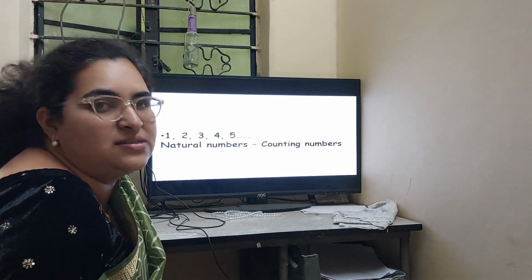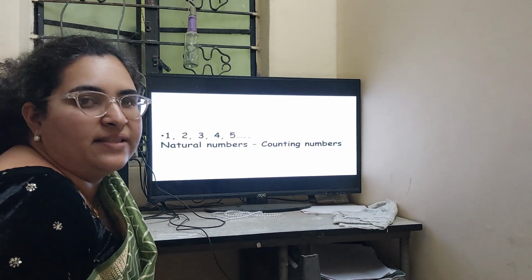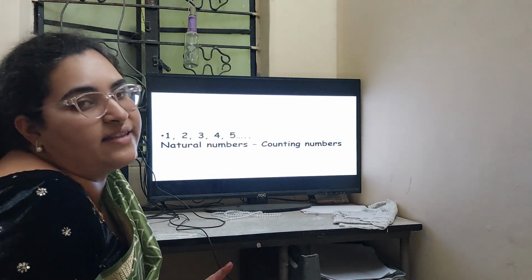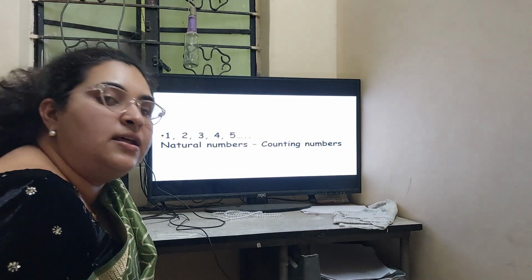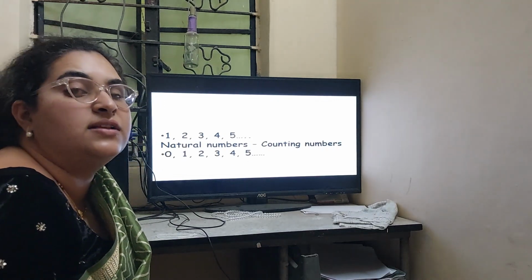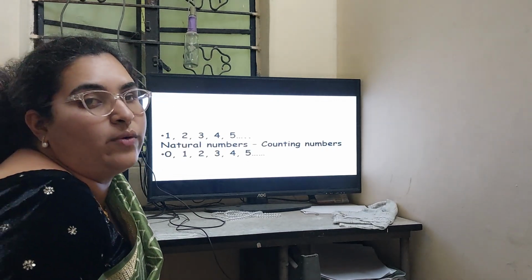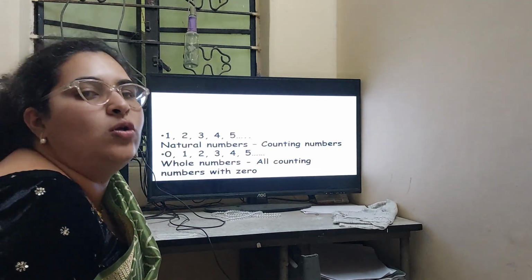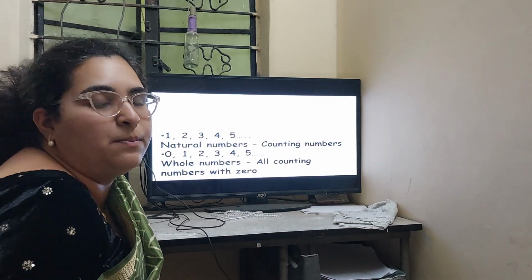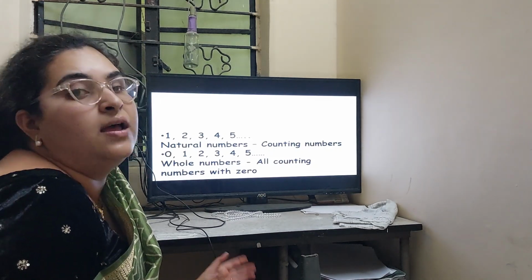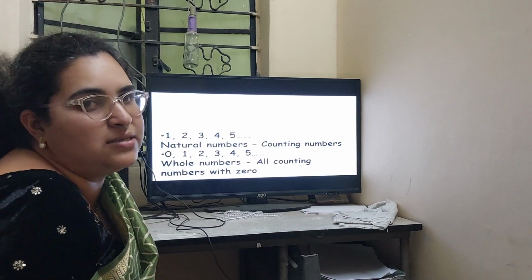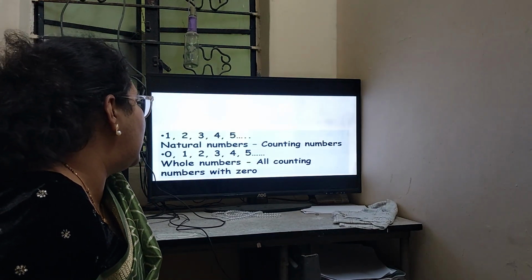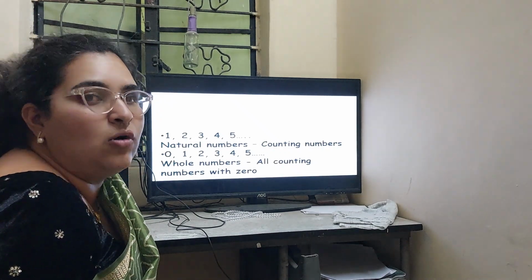So these natural numbers are also called counting numbers that we use in our daily life to count the things or to count anything that we have in our surroundings. Another system that we have also learned starts with 0. So 0, 1, 2, 3, 4, 5 and so on. These numbers are called whole numbers. So these whole numbers are the natural numbers including 0.